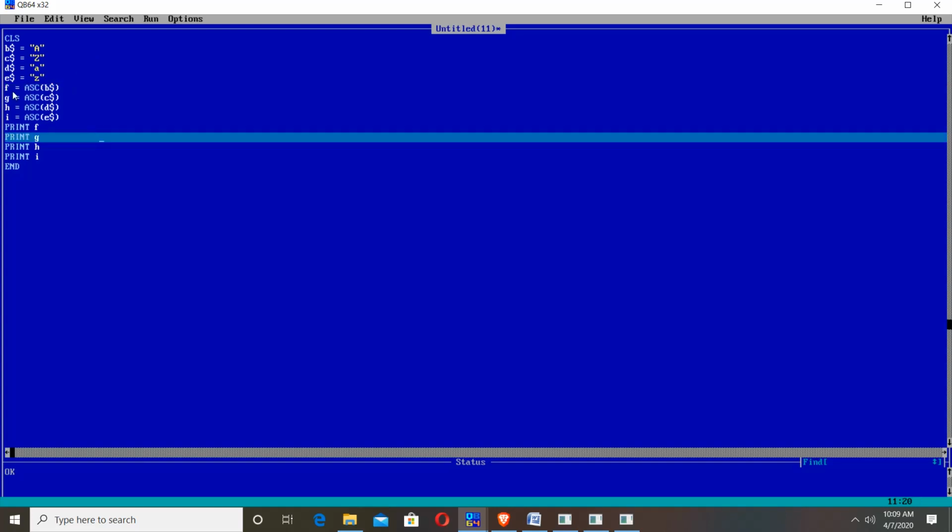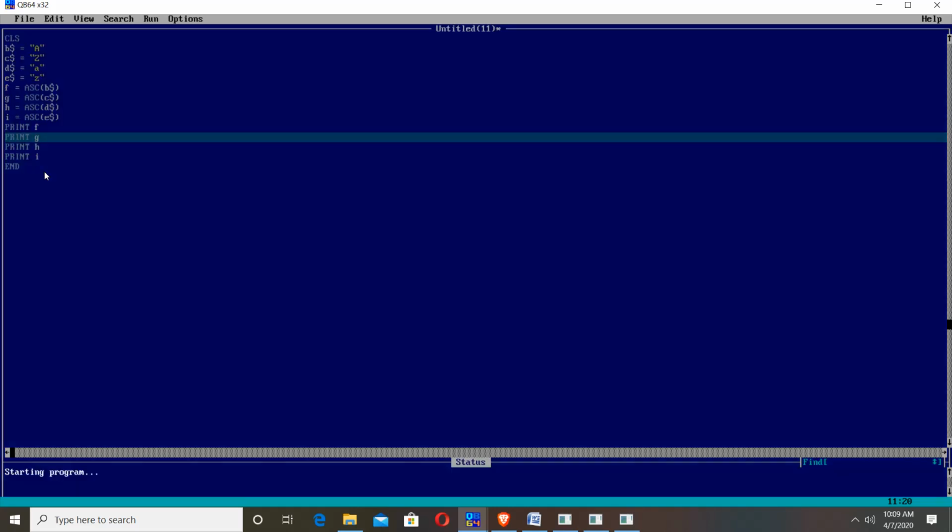Now what is done here? F is equal to ASC(B$). Now no dollar is used in F, G, H and I, because they are just taking the number from the given character, and all the variables which are used over here, B$, C$, D$ and E$, their ASCII values are taken and stored in F, G, H, I respectively. So now what will be the output of F, G, H and I? The capital A, capital Z, small a and small z. Just check that out.